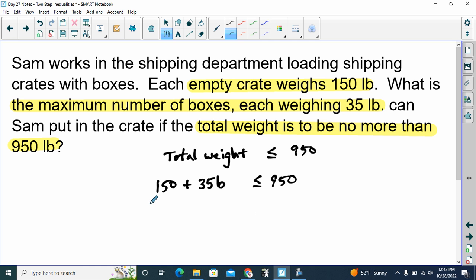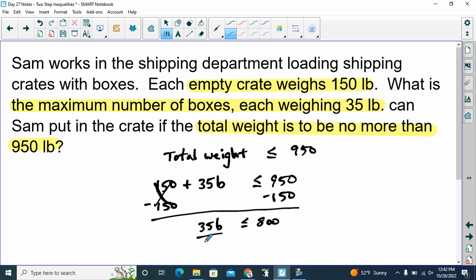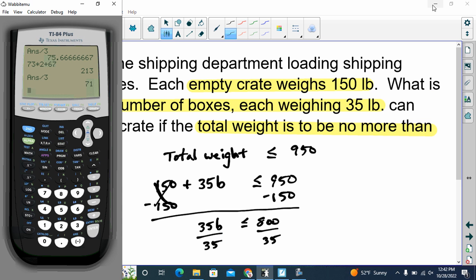Let's solve this inequality for B. So subtract 150 from both sides, giving me 35B is less than or equal to 800. And divide both sides by 35. And this would be a calculator problem. 800 divided by 35 gives me 22.857.